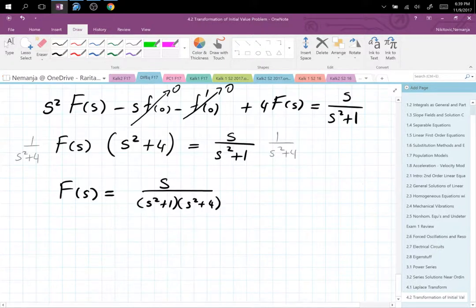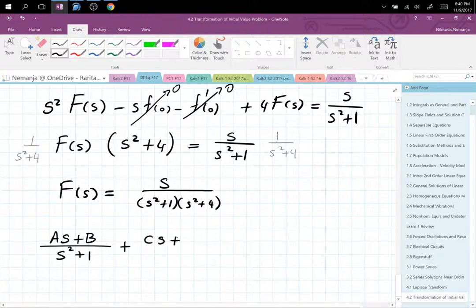And now this time partial fraction decomposition has a bit spicier terms, right? We have two unfactorable quadratics, which means As plus B, and then for the other one, Cs plus D. Hello, Calc 2, right? So, As plus B divided by s squared plus 1, plus Cs plus D over s squared plus 4.